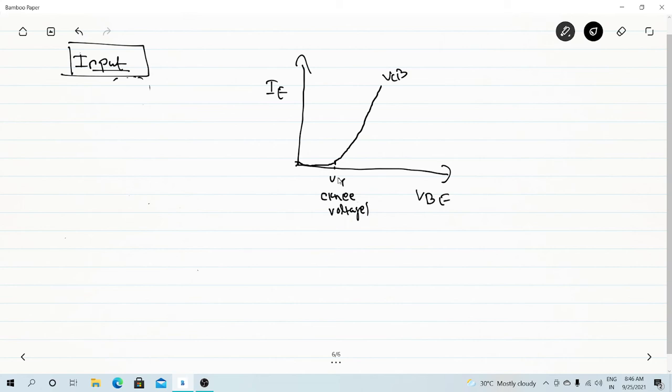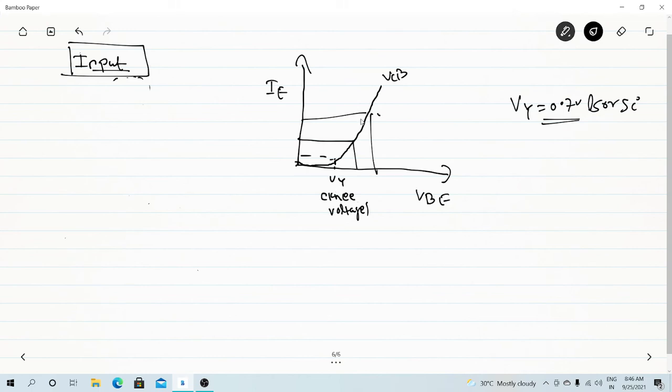This V gamma is 0.7 volt for silicon and 0.3 volt for germanium. If you apply this minimum voltage, then your diode is on, it is forward biased. If it is in the on state, it will conduct, and you will get current. After that, as you increase the voltage, the current increases.